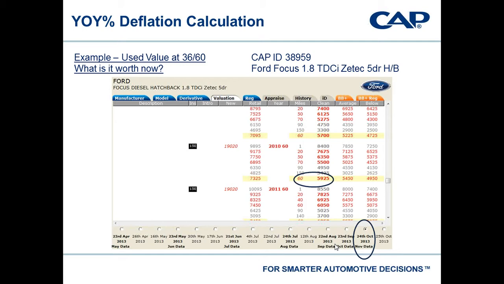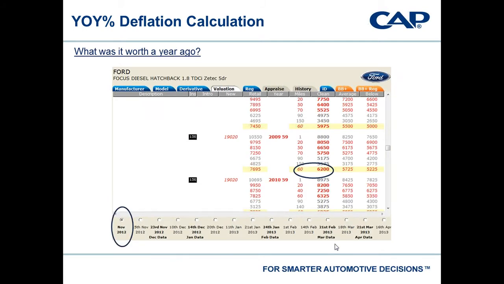We start off with what is it worth now. Our example here is a Focus at 3660. So we're taking November 2013 Black Book value. So a 3-year-old vehicle was registered on a 1060 plate. So a 1060 at 60,000 miles, 5925. What we also need to know is what was it worth a year ago. So we take the Black Book value from November 2012. In 2012, it would have been a 2009 59 plate for a 3-year-old vehicle, and at 60,000 miles, that was 6,200.